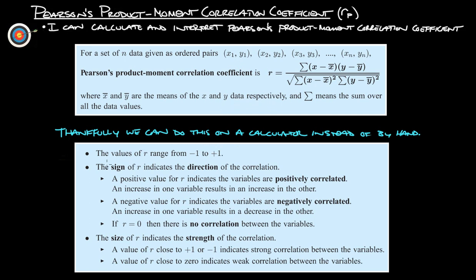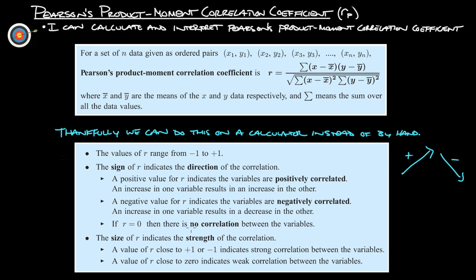Okay, the values of r range from -1 to +1. The sign of r indicates the direction of the correlation. So if it is positive, it goes up. If it is negative, it goes down. An increase in one variable results in an increase in the other. That's positively correlated. And a negative value for r indicates the variables are negatively correlated, as an increase in one variable means a decrease in the other.